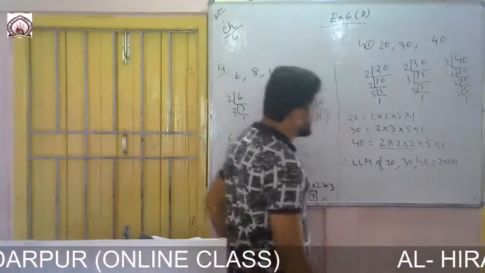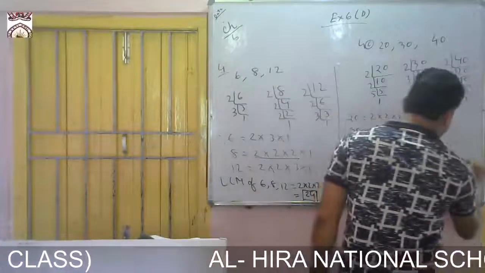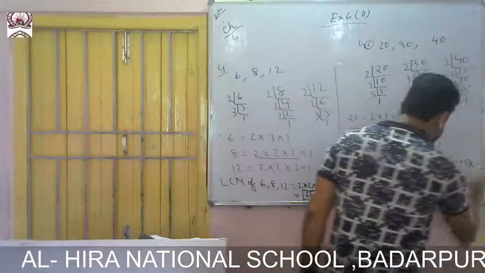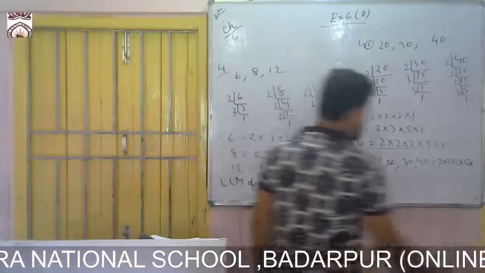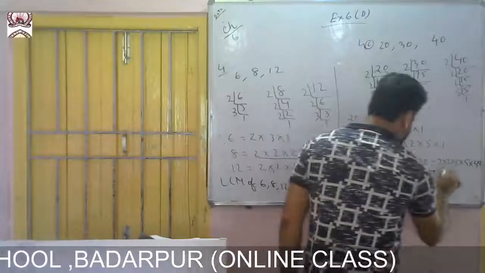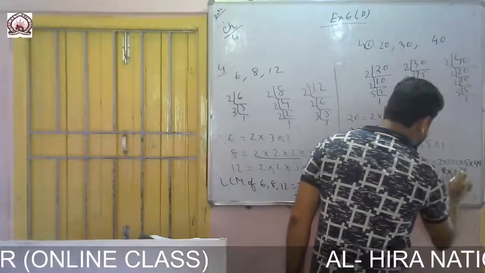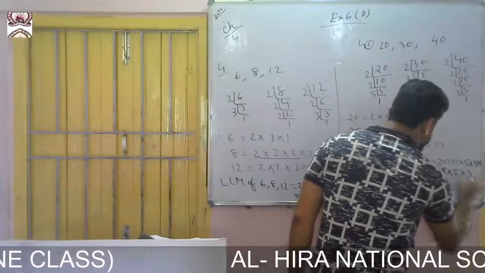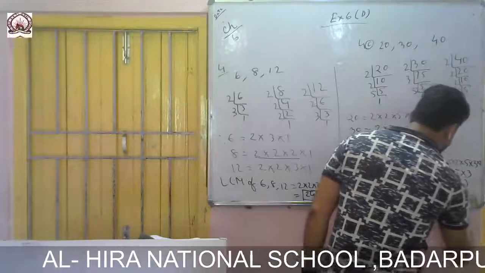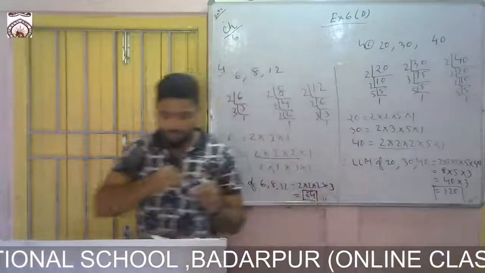So we shall take 2 into 2 into 2. Then 5 is repeating in each case 1 time, so we shall take 5. Then the remaining factors: 3 is there, so 3. Then into 1. So 2 2s are 4, 4 2s are 8. So 8 into 5 into 3. 5 8s are 40, into 3, then 120. That is the answer.